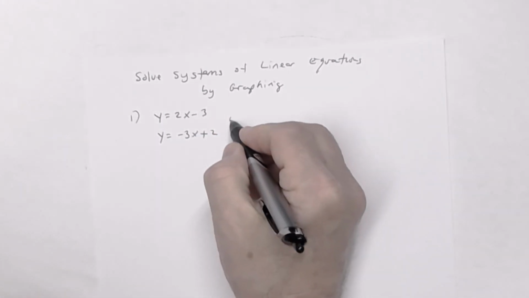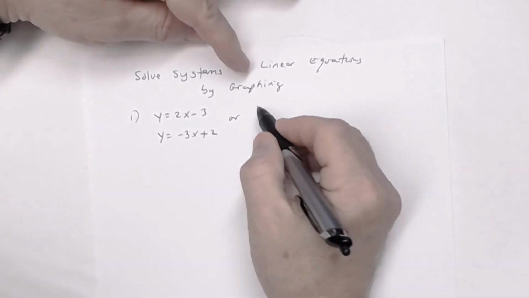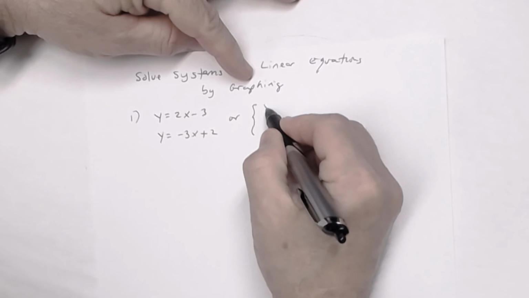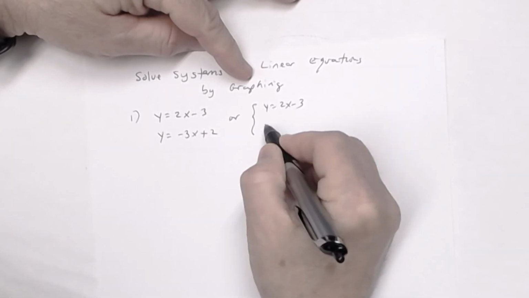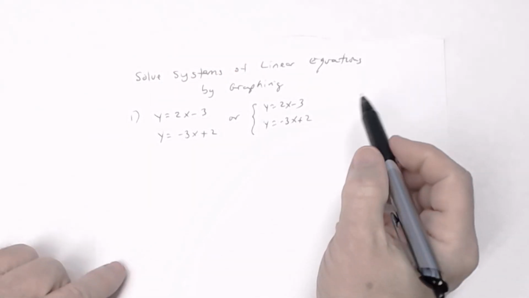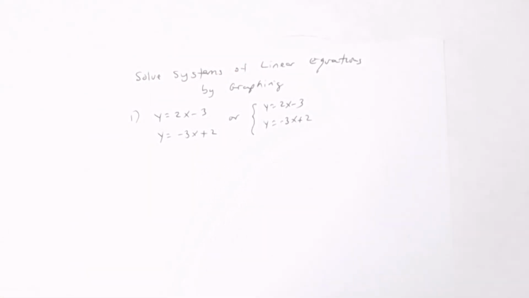Now, sometimes you may see it written like this. You may see it written with a brace. So you have a brace and those two equations, y equals 2x minus 3, and then y equals negative 3x plus 2. Just keep in mind, you may or may not see a brace, but it's still considered a system. And what you want to do is solve this system.